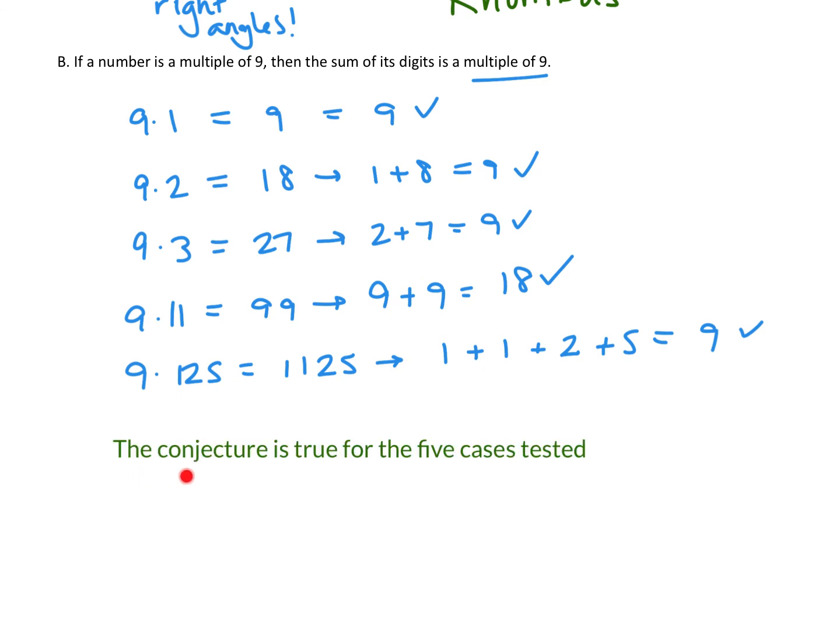All right, I just typed it out because it's a little easier to read than my handwriting on this iPad. All right, so the conjecture is true for the 5 cases tested. That's what we can conclude from that. And we just tested 2 conjectures. We found a counterexample in one, and the other one we found 5 cases that support it.